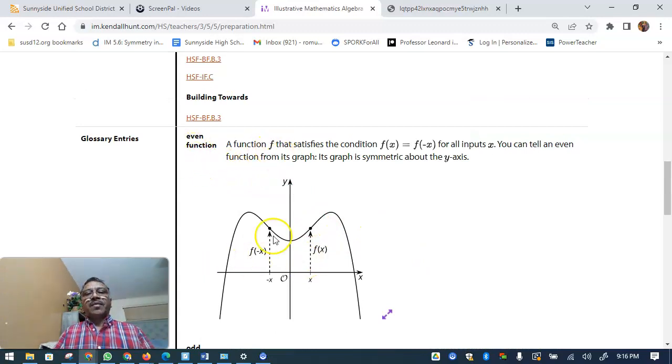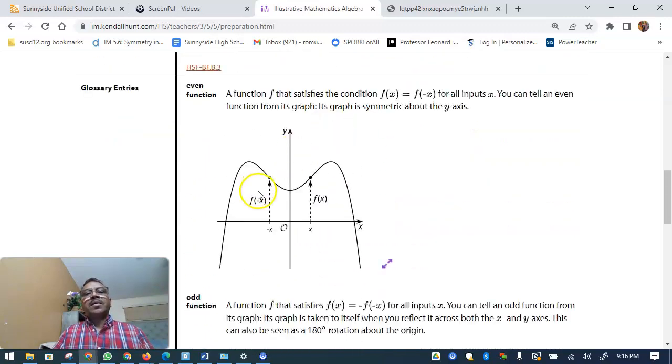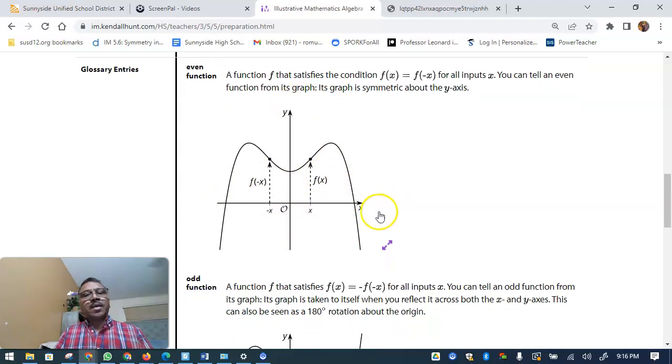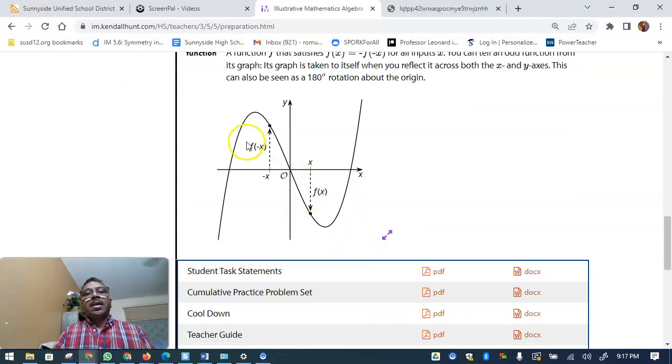Here's the even function definition, and you can clearly see that if you reflect this graph over the y-axis, this dot exactly matches this dot. So the output is the same, the y-coordinate is the same. The distance of the point from the x-axis is the same for x and the negative x. And that's why this is an even function, because when you reflect over the y-axis, you get back the same graph. But the difference with this one is, look at this graph.